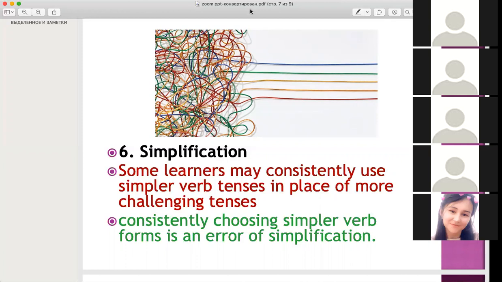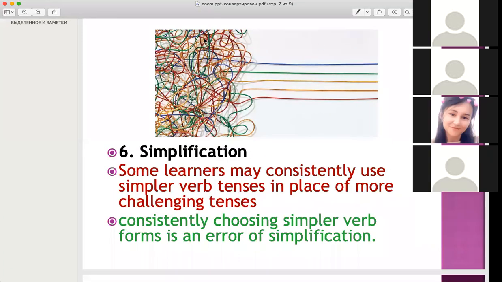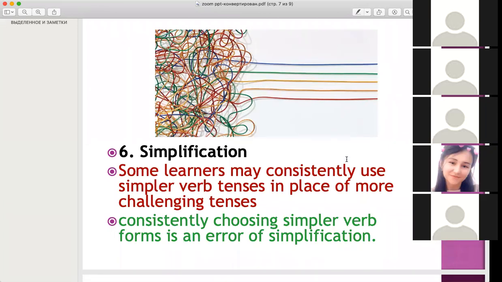Okay, they want to simplify everything. So how do you think, is it right or wrong to simplify everything in the language learning process? I think it's an error, because we have to develop in our learning. If we use simple tenses, we will stop in one place and there will be no progress in our learning, I think. So we have to try to use challenging tenses in order to develop ourselves.